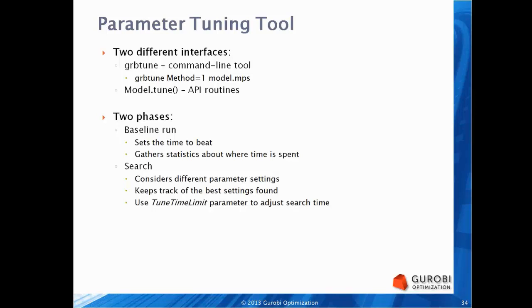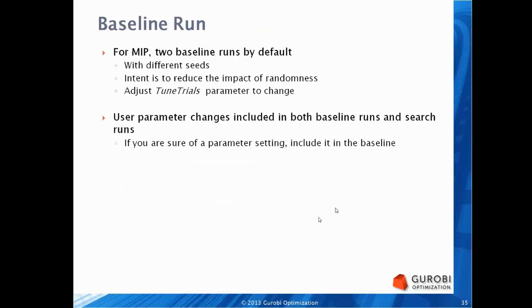And then we will do the search, and consider different parameter settings. We always keep track of the best setting found, and you can control the tune time limit to adjust the search time. For example, you want to do it for just 2 hours, or you want to do it for 5 days. And the baseline, like for MIP, we will do 2 baseline runs by default.